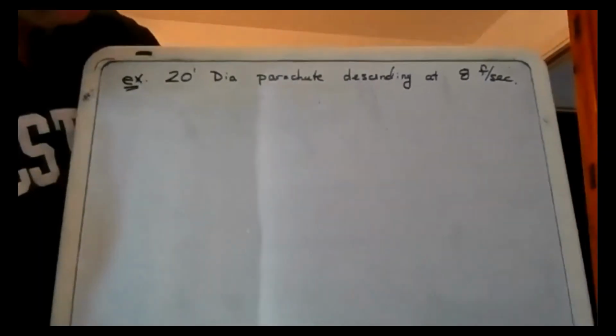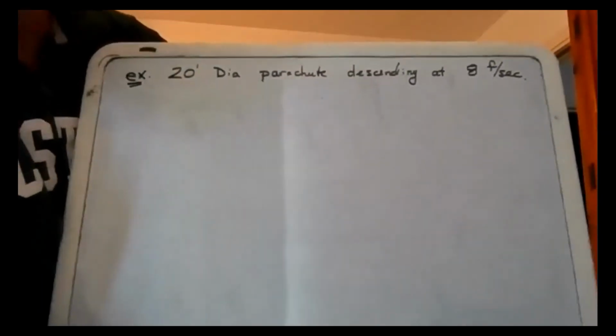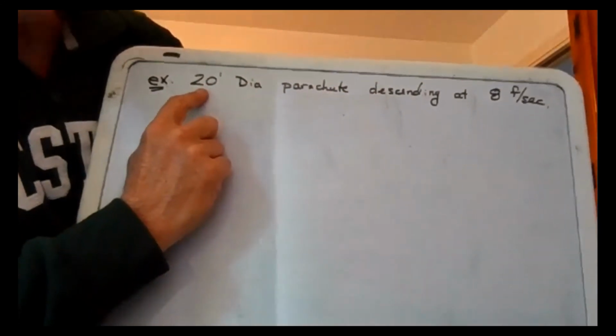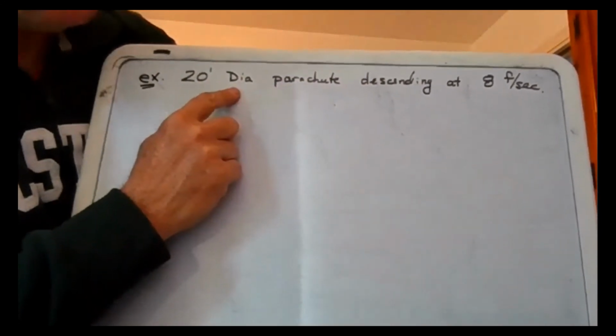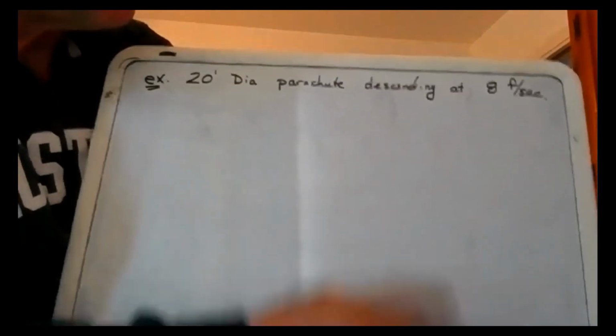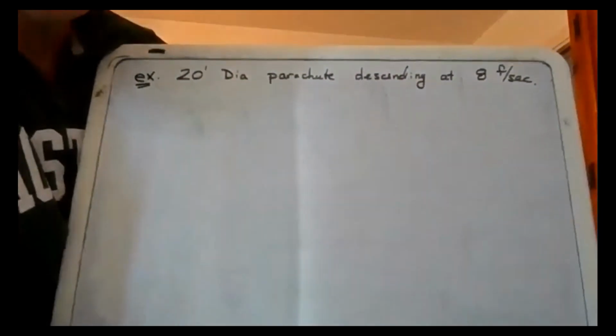All right, let's finish it off with a really practical example, and this very quickly gets pretty practical. So let's say we're doing some parachute design. We're going to make life easy. We're going to go with a nice, easy number. We're going to go with a 20-foot diameter parachute. And let's say, how's that going to work out? Are we going to get sufficient drag when it gets up to 8 feet per second?